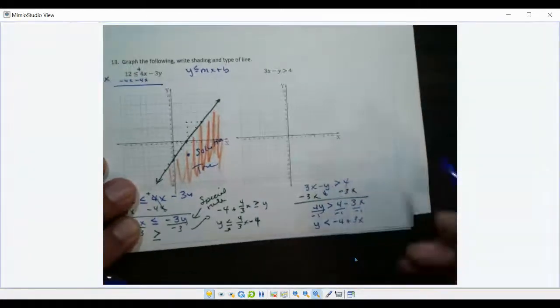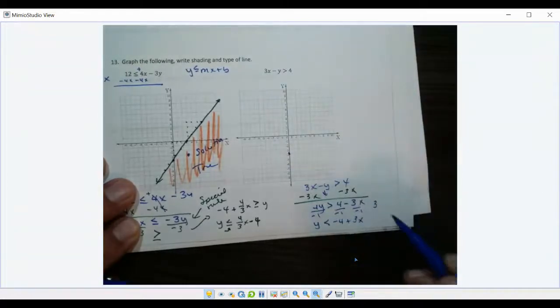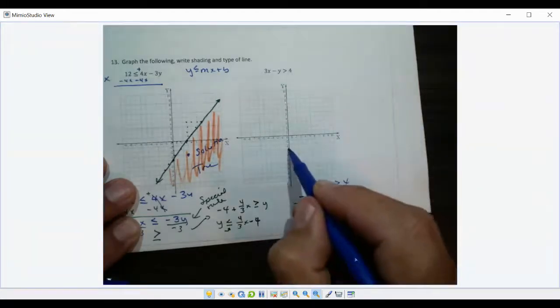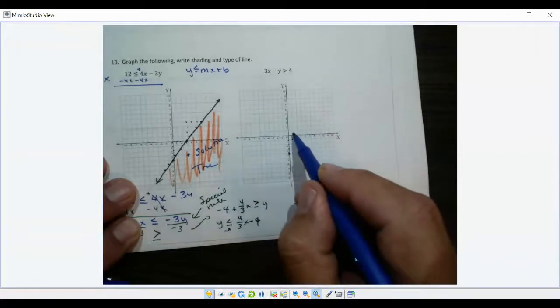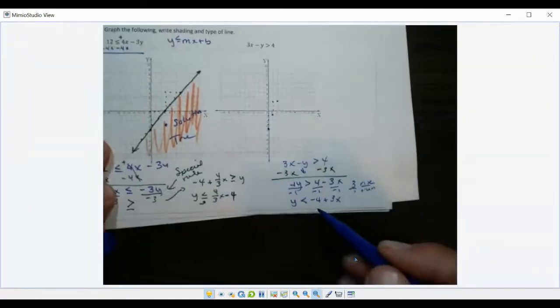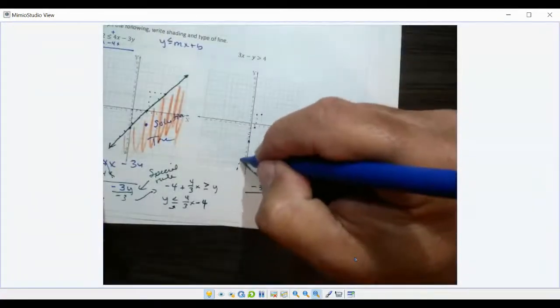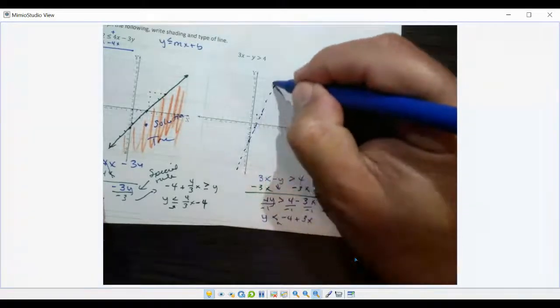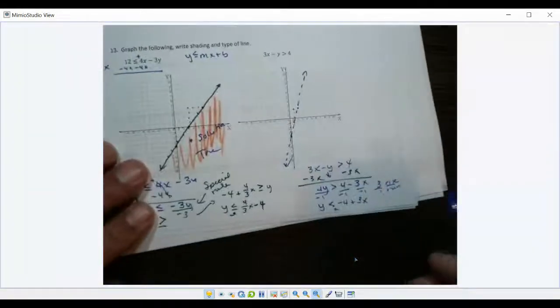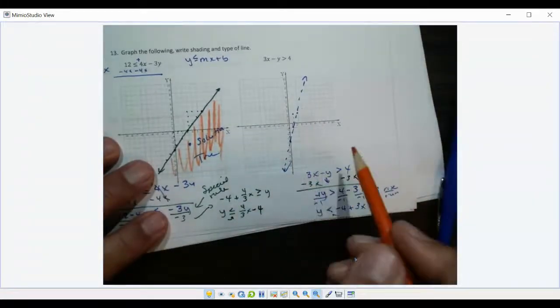And now I'm going to graph this. So my y-intercept is negative 4. My slope is 3 because I'm looking for rise over run. You have to make it look like a fraction, so it's up 3, 1, 2, 3 over 1. Up 3, 1, 2, 3 over 1. Look, my line has no bar under it, so it's going to be a dashed line. That means no point can be included on there, and it's less than, so that means I'm going to shade below the line. Okay.